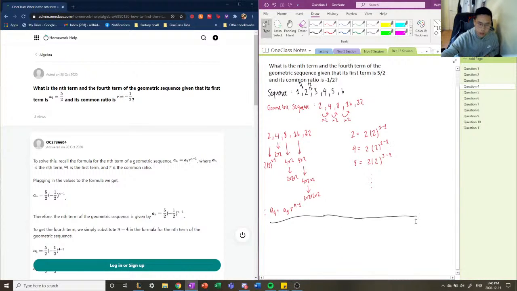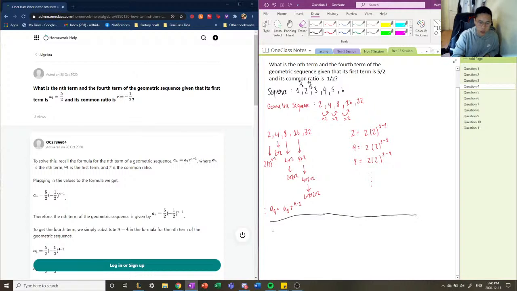Okay, so if we were to calculate this, we know that A1 is equal to 5 over 2, and we know our common ratio is negative 1/2. Given our general formula here, all we have to do is plug it in. So an equals 5 over 2 times negative 1 over 2 to the power of n minus 1. Okay, so this is our nth term.